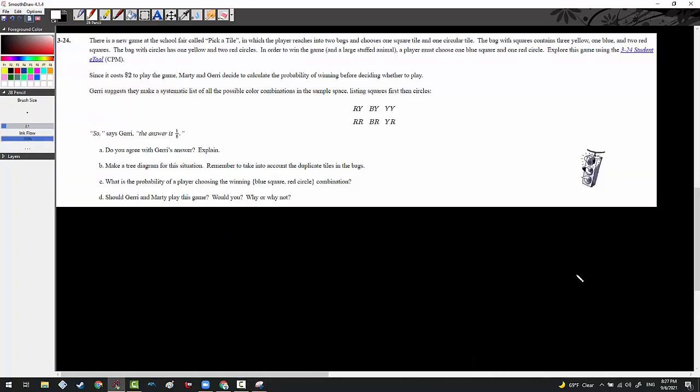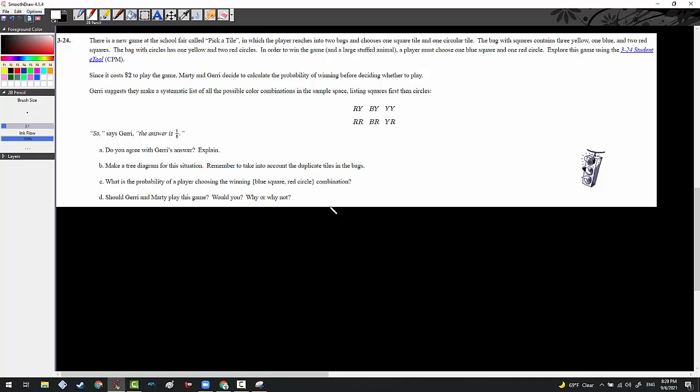And we're back with problem 3-24. It says there is a new game at the school called Pick a Tile, in which the player reaches into 2 bags and chooses 1 square tile and 1 circular tile. The bag with squares contains 3 yellow, 1 blue, and 2 red. The bag with circles contains 1 yellow and 2 red. In order to win the game, a player must choose a blue square and a red circle. There's that "and" word again. You should be thinking about a certain mathematical operation.